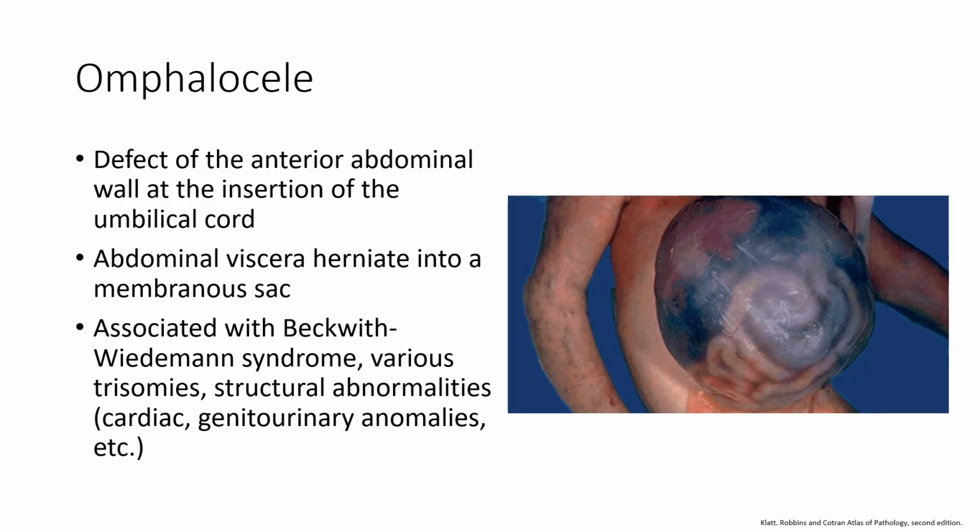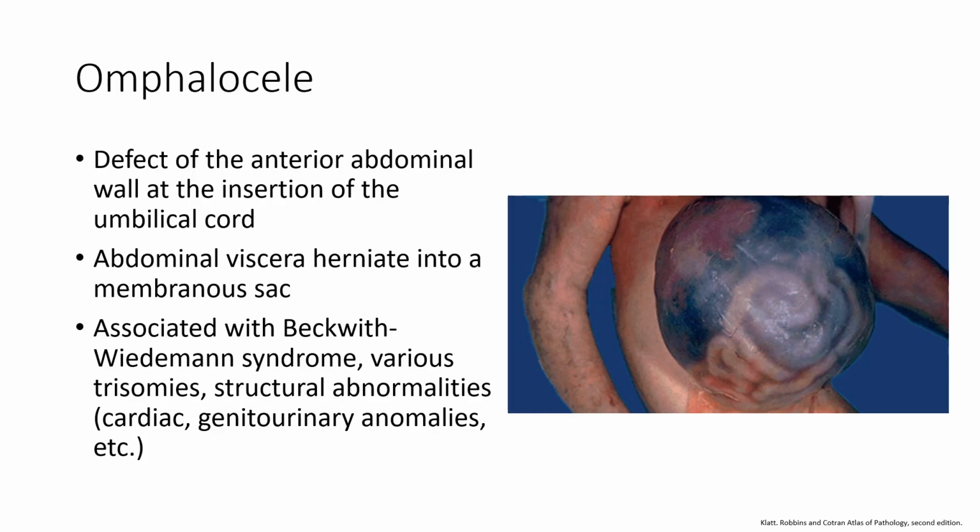Omphalocele is another congenital defect. It is a defect of the anterior abdominal wall and occurs at the site of the insertion of the umbilical cord. It occurs when the closure of the abdominal musculature is incomplete. Therefore, the abdominal viscera will herniate out into a membranous sac, and this membranous sac is covered by amnion and peritoneum. Omphalocele is associated with Beckwith-Wiedemann syndrome and other trisomies and structural abnormalities, such as cardiac and genitourinary anomalies.